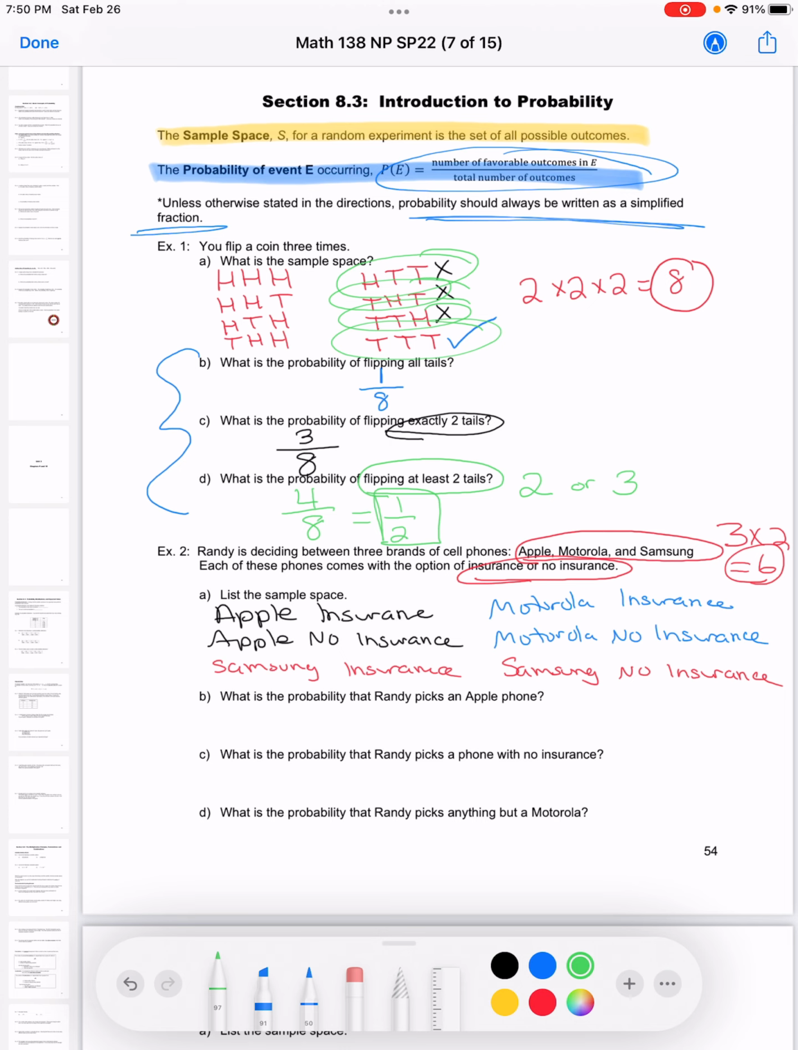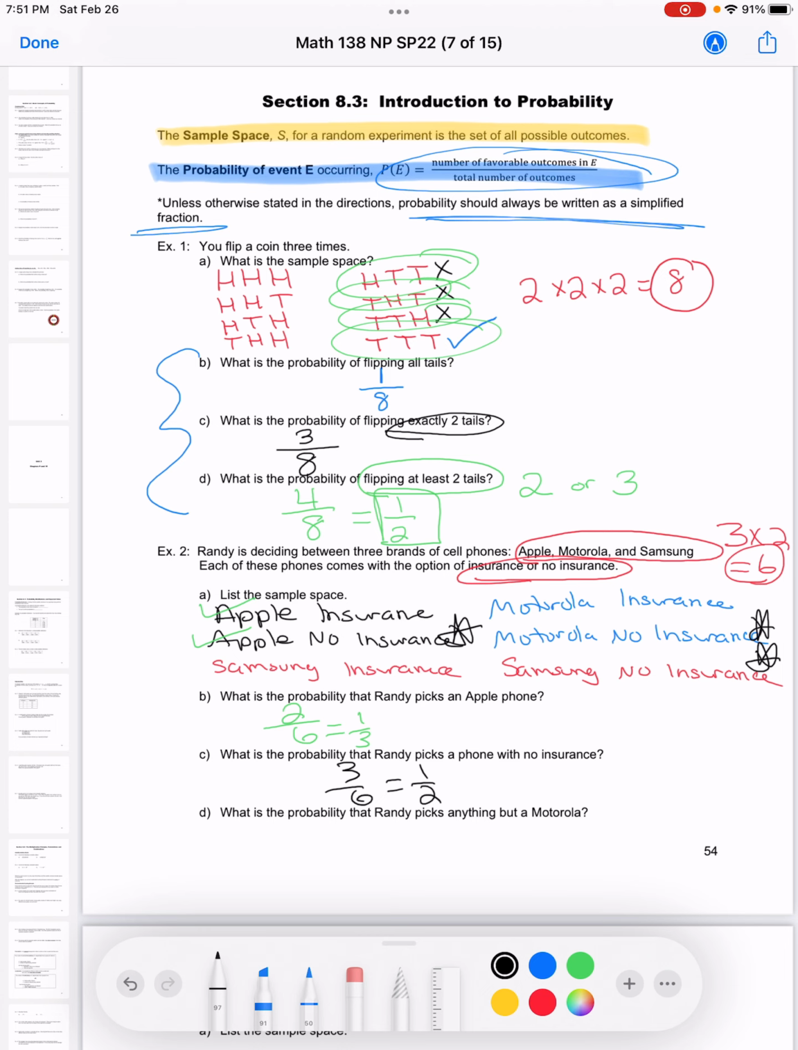So for this first one, the probability that Randy picks an Apple phone, there are 2 Apple phones out of 6 total. So that's a probability of 1/3, because we always want to reduce our answer down into the simplified fraction. The probability that Randy picks a phone with no insurance. So no insurance, I've got 1, 2, 3. 3 out of 6 reduces to 1/2. And some people would just automatically know that that's 1/2, and that's fine too, because half of them had insurance and half did not.